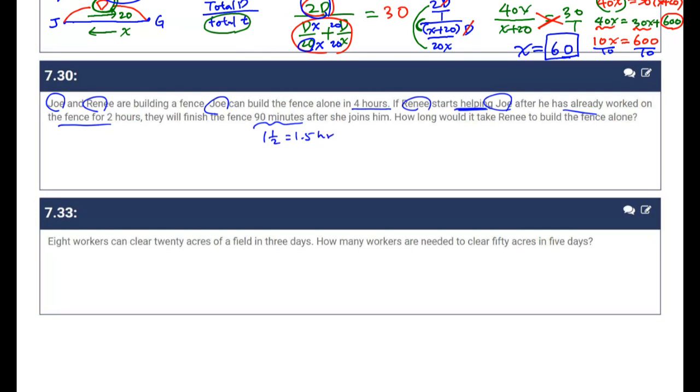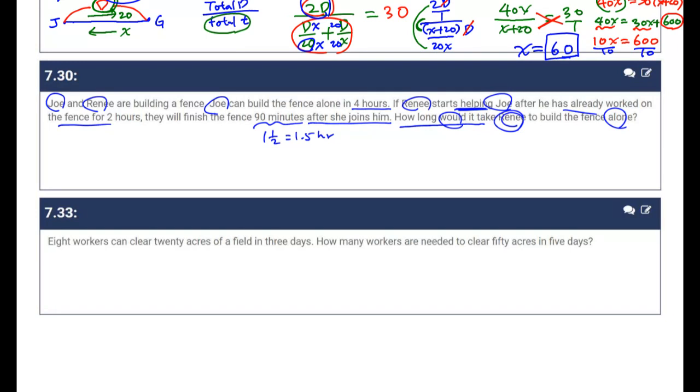It takes 90 minutes after she joins him, meaning working together, right? How long would it take if Renee built a house alone, assuming Renee working alone? Well, this is quite complicated, but let's try to figure it out right here.